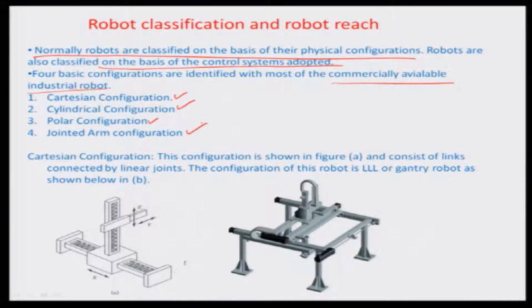The Cartesian configuration is shown here in figure A, and it consists of links connected by linear joints. For example, in this case you can see there is one linear joint in the x direction, one in the y direction, and one in the z direction, and this configuration is typically notated as LLL. These are like gantry robots. For example, this is one of the gantry robots which may be used for laser micro machining, where the laser head can be mounted here and the workpiece on the base, so that you can have lasers writing on vertical faces as well as horizontal faces of different systems.